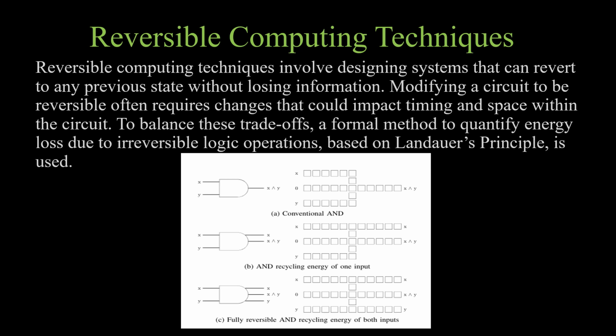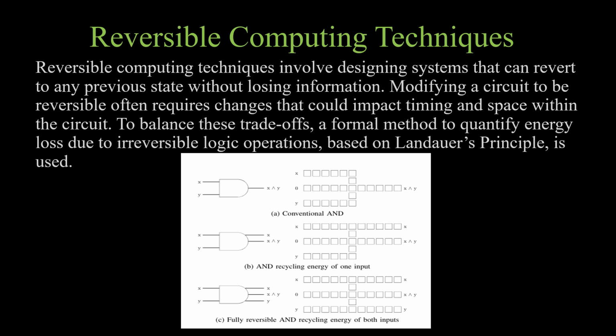dissipated as heat. So here there are different types of quantum dot cellular automata AND gates, like conventional, 1-bit recycling and fully reversible types. In this scenario, where the input matches the output, energy dissipation is minimized, demonstrating a practical application of these theoretical principles. However, this method increases circuit complexity due to the need for additional components to maintain reversibility.